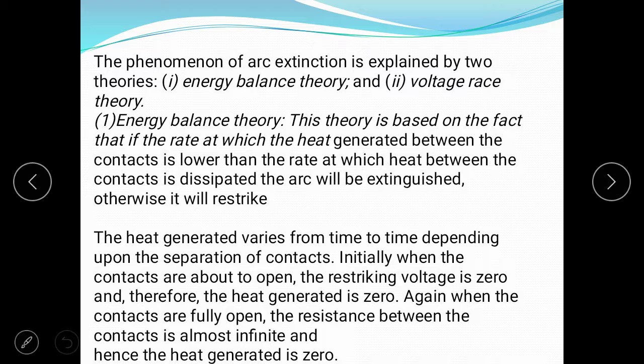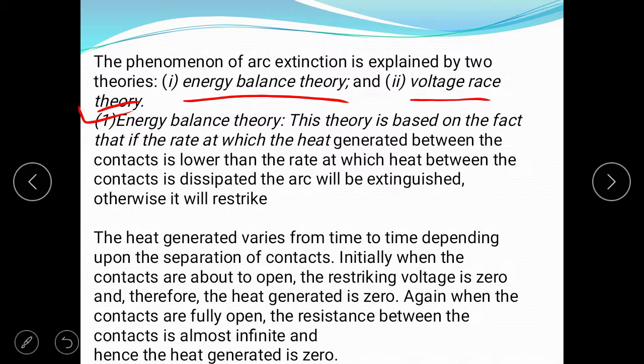So the phenomenon of arc extinction is explained by two theories. This zero current phenomenon consists of two theories. One is the energy balance theory and the second is the voltage race theory. First theory is the energy balance theory. What is the statement of this theory?